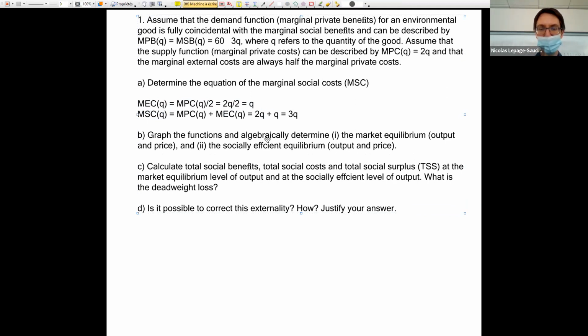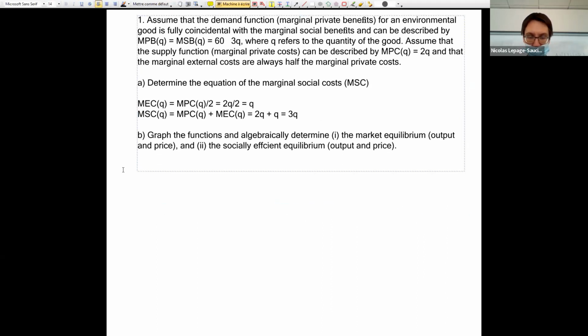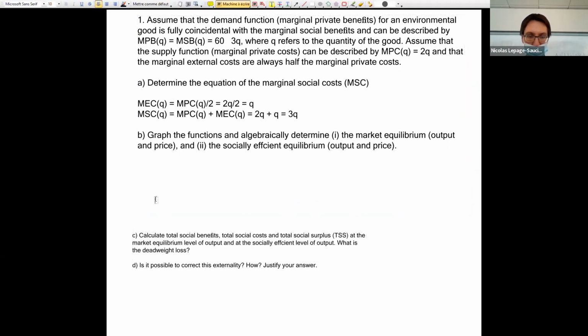Graph the function and algebraically determine one, the market equilibrium, output and price, and two, the socially efficient equilibrium, output and price. So for this, we need more space.